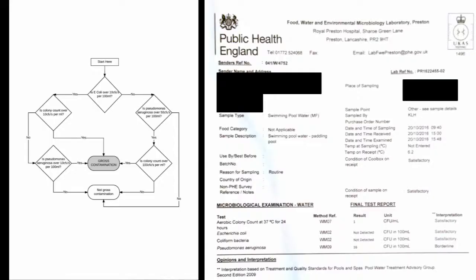Still not acceptable in terms of it does go beyond the limits that we talked about in the last video, but it doesn't necessarily mean that you need to be closing the pool down, because even if the Pseudomonas aeruginosa was, for example, above 50 colony forming units, for it to be considered gross microbiological contamination, that would need to be in combination with an aerobic colony count above 100 colony forming units per ml.